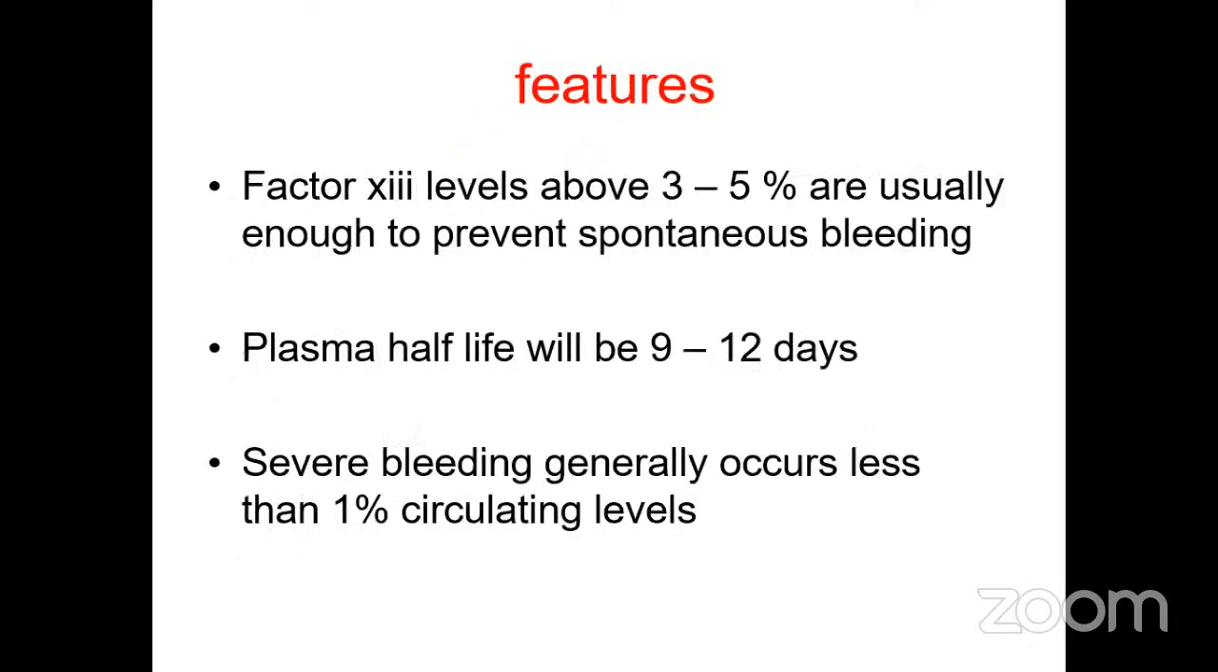Generally, if factor 13 levels are above 3 to 5%, bleeding will stop spontaneously. Factor 13's half-life in plasma is generally 9 to 12 days. Spontaneous bleedings generally occur at less than 1% of factor 13 circulating levels.